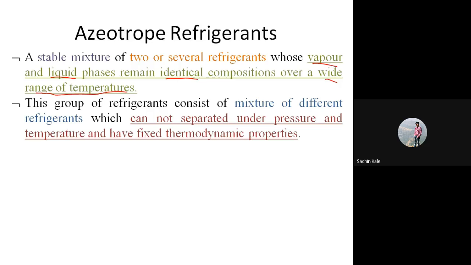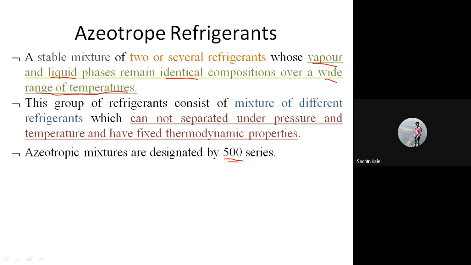So here, while mixing two or more than two refrigerants, while selecting the refrigerants which we are going to mix to form azeotropic refrigerant, we have to select those refrigerants in such a way that after application of pressure, those refrigerants should not get separated. So that is the main concept. Whatever those azeotropic refrigerants are, they will be designated azeotropic refrigerant.